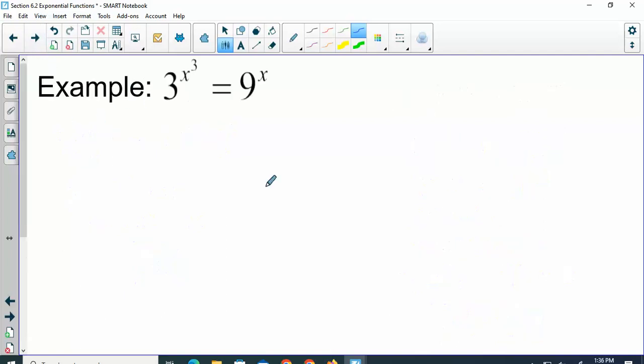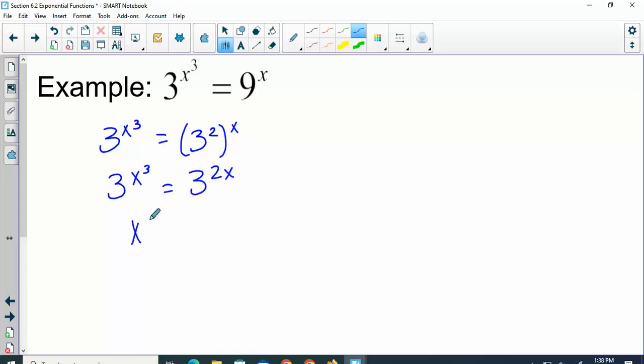I want you guys to try this problem. So we have 3 to the x cubed. 9 is 3 squared to the x. So 3 to the x cubed equals 3 to the 2x. So x cubed equals 2x.